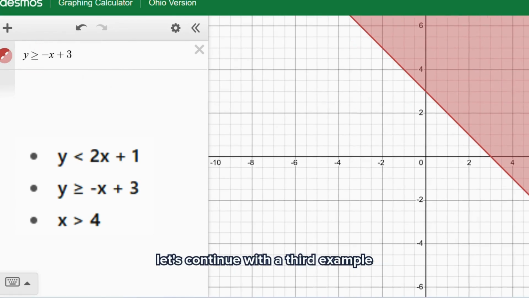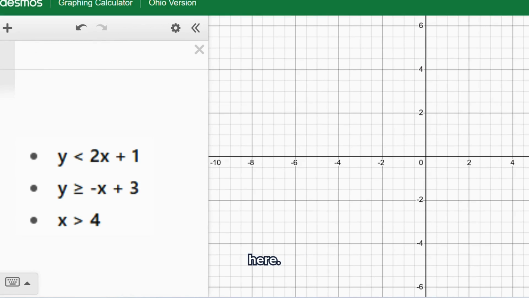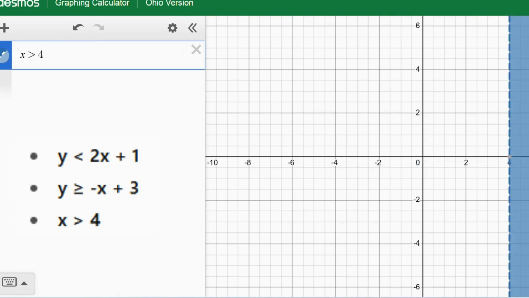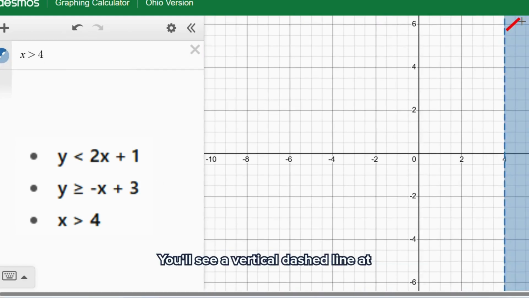All right, let's continue with a third example here. Let's look at our last example. Let's say you have x is greater than 4. You'll see a vertical dashed line at x equals 4, with the shading to the right because it says x is greater than 4. Since the line is dashed, x equals 4 is not a solution.